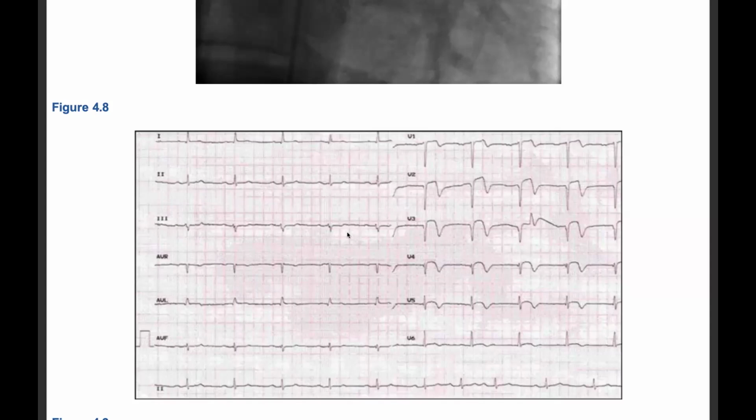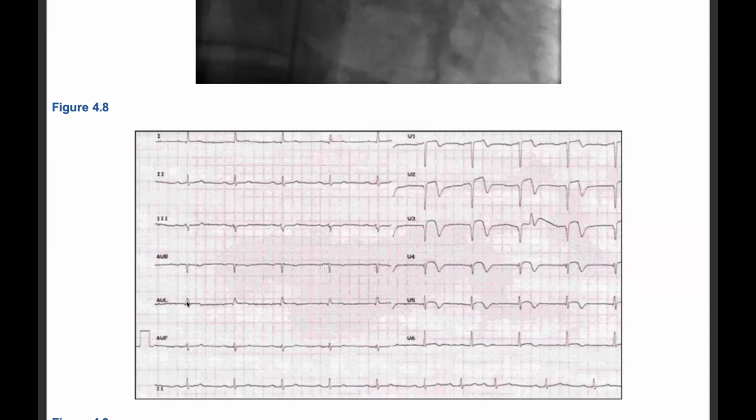If you go to the limb leads, can you see any Q wave there? In the limb leads, lead 1, 2, 3, AVL, AVF. Where are the Q waves? Anyone? In lead two, I don't see any Q wave.